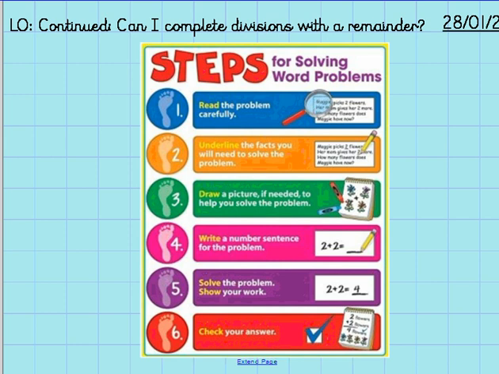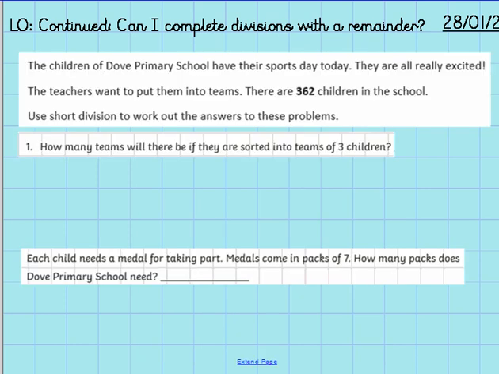So a reminder on word problems: you need to really read it. You might want to underline any key facts that you might need, and then write out your number sentence. Your calculations today are all going to be based around one fact. So this is an example. Children have a sports day. Teachers want to put them into teams. There are 362 children in the school. So that's the total amount. We want to put them into teams. Now all of our questions are going to be linked to this number, apart from your last one today. All of these questions that we go through, you're going to have a different number here.